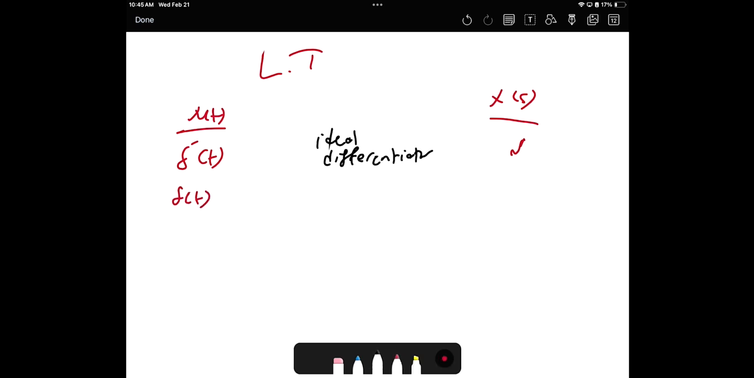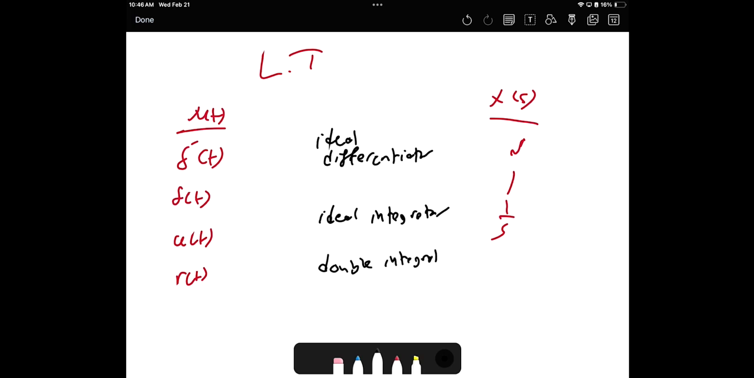Whenever we have delta of t, we used to say when we do the convolution, it will be as is, nothing with it, so it will be 1. Whenever we have u of t, which is the ideal integrator, when we did the convolution, it will be 1 over s. Then r of t, this is the double integrator, when convolution, which will be 1 over s squared. Okay? Again, all of them are mentioned in the table.